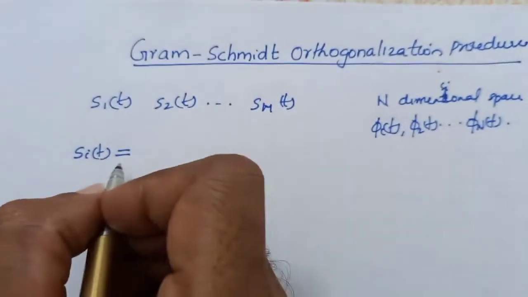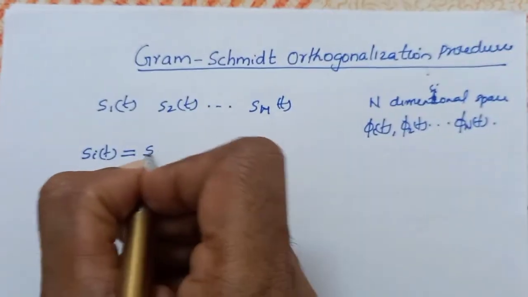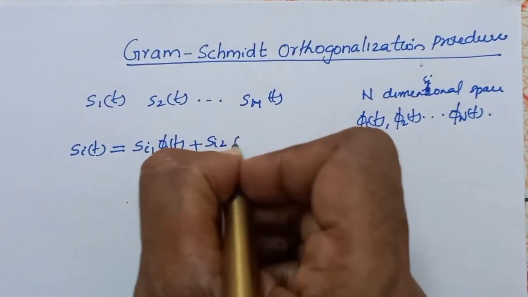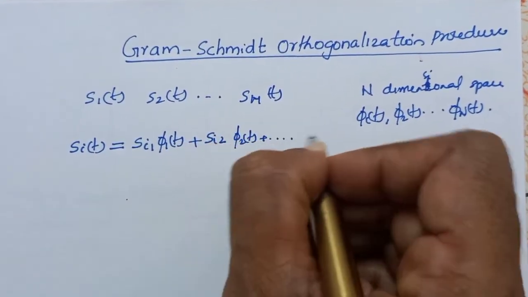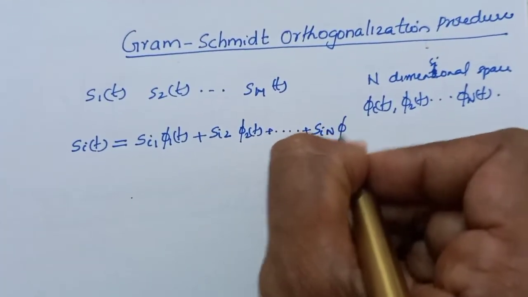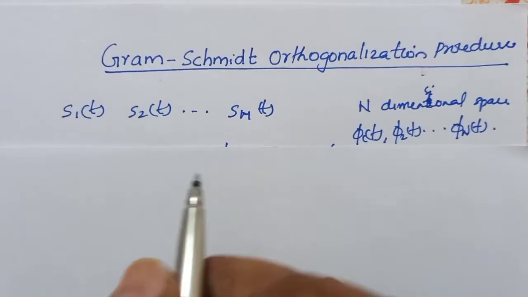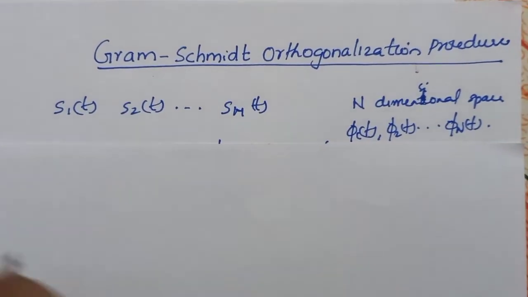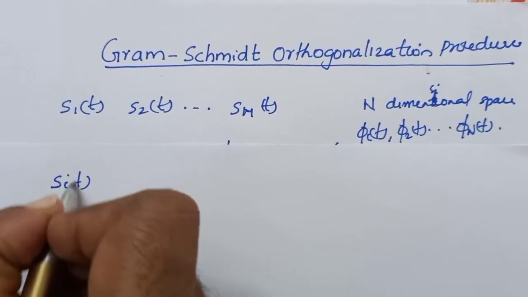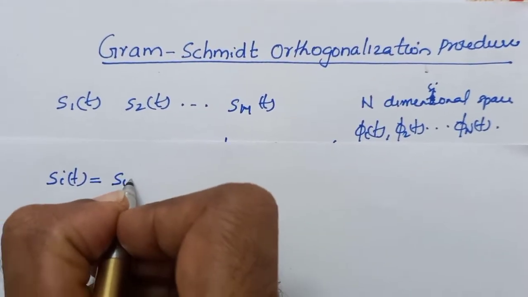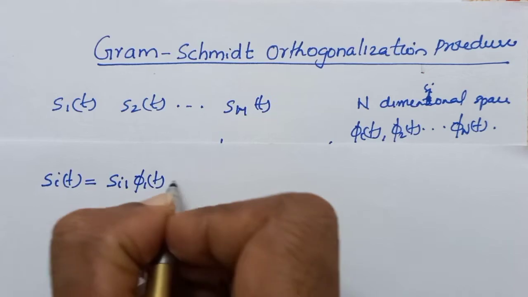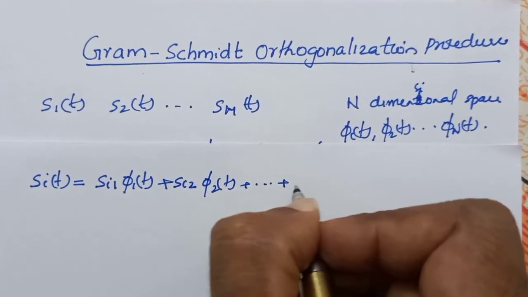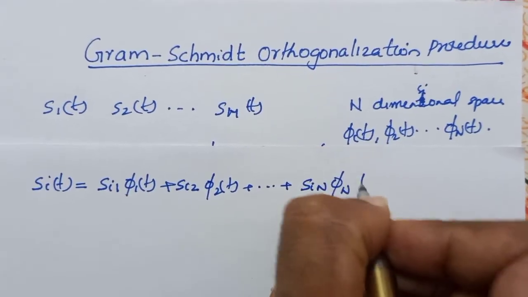So we can write Si(t) as Si1 phi1(t) plus Si2 phi2(t) plus etc., plus Sin phi-n(t). Any signal can be written as a linear combination of n orthonormal basis functions, that is, Si(t) equals Si1 phi1(t) plus Si2 phi2(t) plus etc., plus Sin phi-n(t).